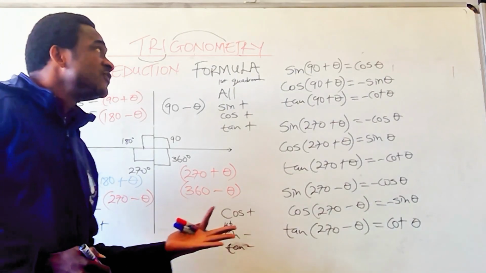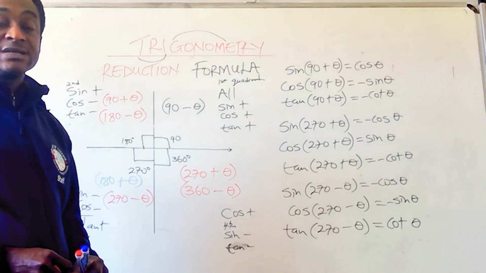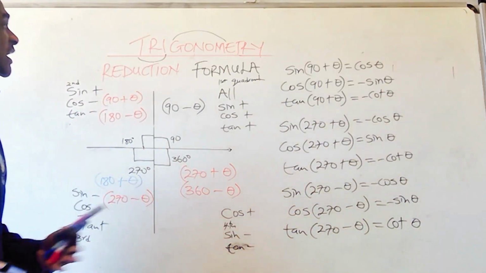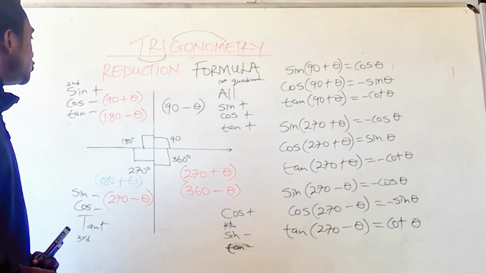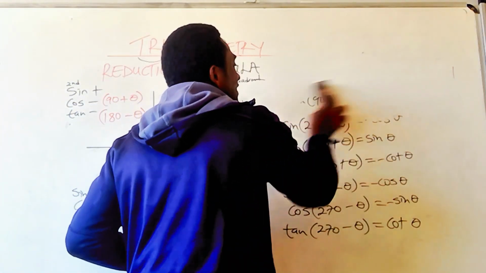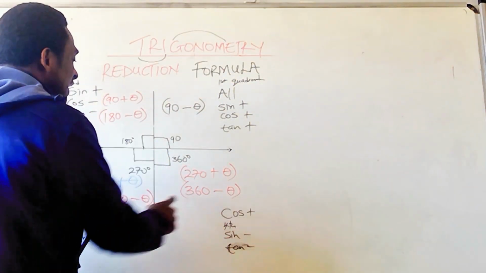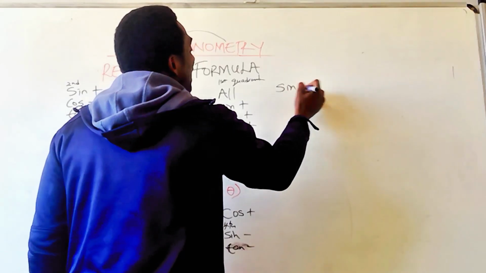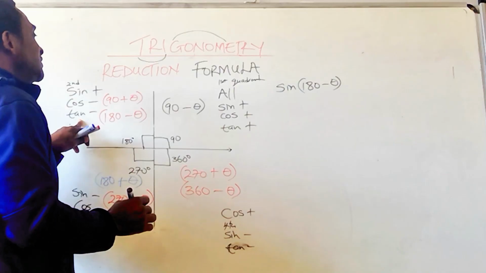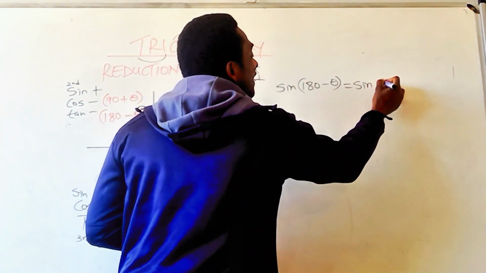Remember, we use cofunctions for all 90 and 270 degree angles. Now, quickly, before we go on and take our examples, let's go through the other angles that are not 90 and 270 degrees. What do we have left? We have 180 and 360. So let's look at sine of 180 minus theta, which is on the second quadrant. Sine is positive, it is not a cofunction, so it returns its value.